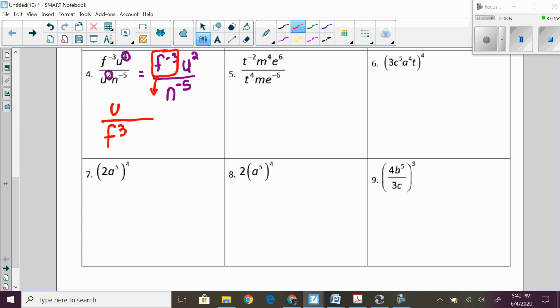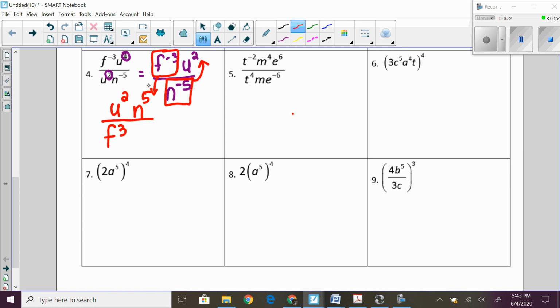So u squared, that's positive. We're not going to move it. We've got a positive exponent, so we keep it where it is. But we have n to the negative fifth, and that is in our denominator. So we will move it up and make it n to the positive fifth. And now our answer is simplified.